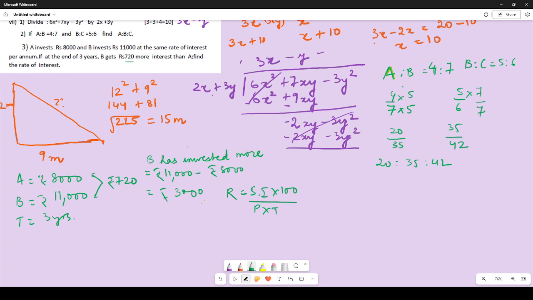Now what is SI? SI is 720 into 100. What is principal? 3,000. Now you understand how we got this 3,000? Because he got more interest on exactly this. 3,000 was more, that is why he got 720 more interest. That means this 720 interest is on 3,000 rupees and the time is 3 years. So now cancel the 3 and the 0, 72 by 9, you have 8. Rate is 8%. Just simple.